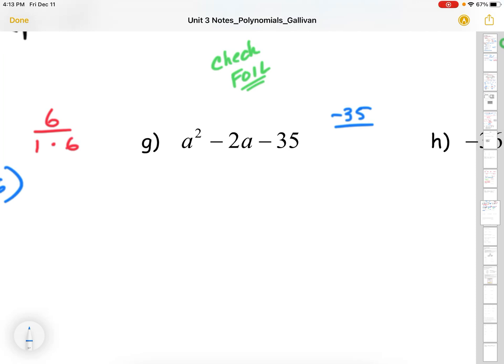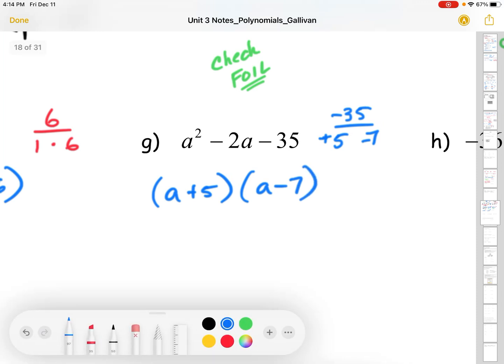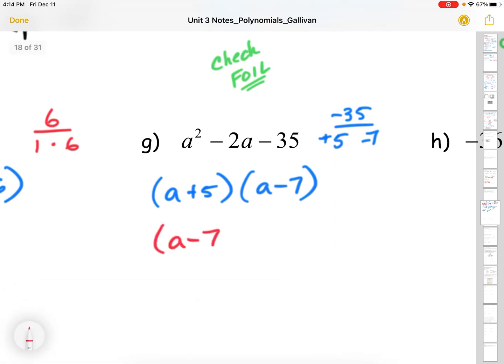So 35, well, 35 divided by 5 is 7. Now, if I were to make one of these negative and one positive, I would get negative 35. I'm going to make the 7 negative and the 5 positive. Why? Because positive 5 and negative 7 add up to negative 2. So it would be a plus 5, a minus 7. Now, just an interesting note. It doesn't matter what order you put these in. You could go a minus 7 times a plus 5, and these would both be right.